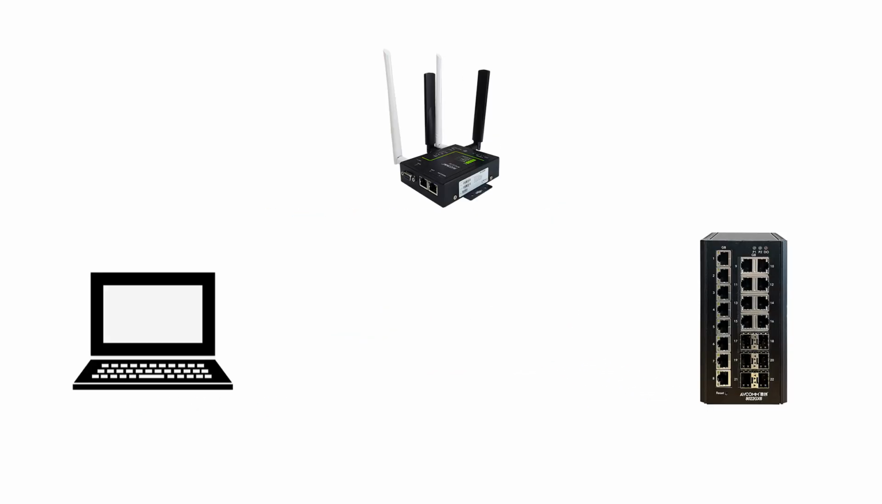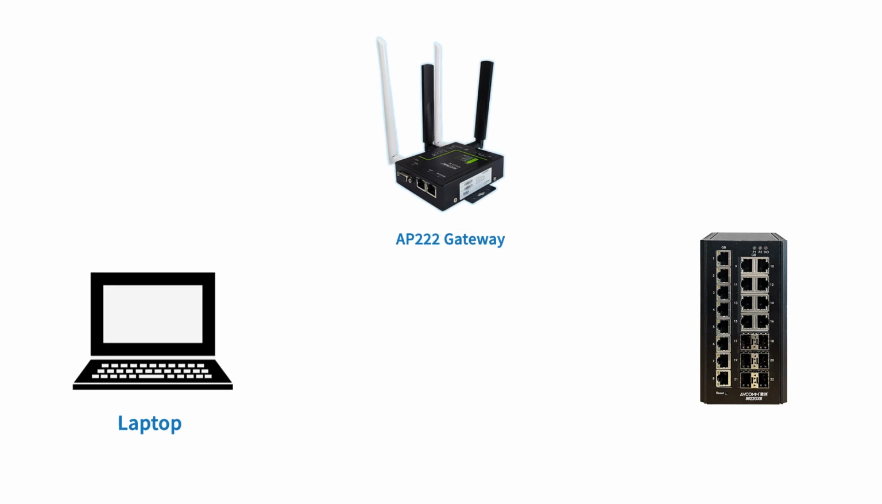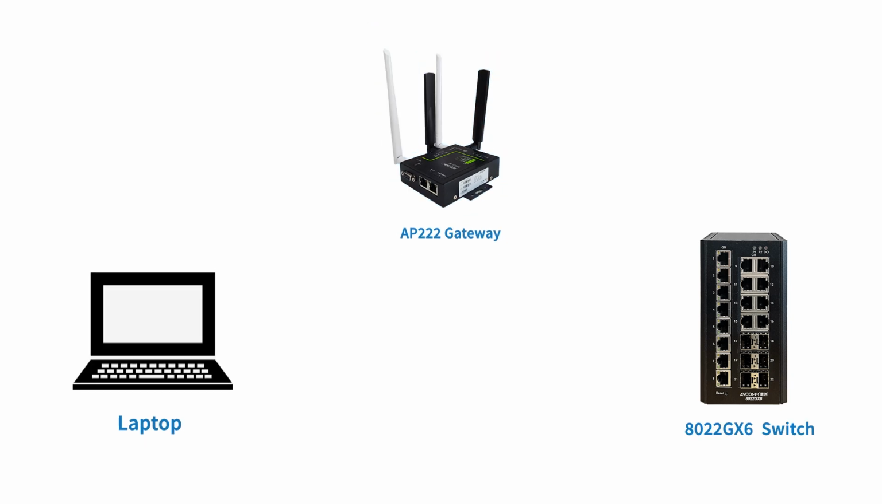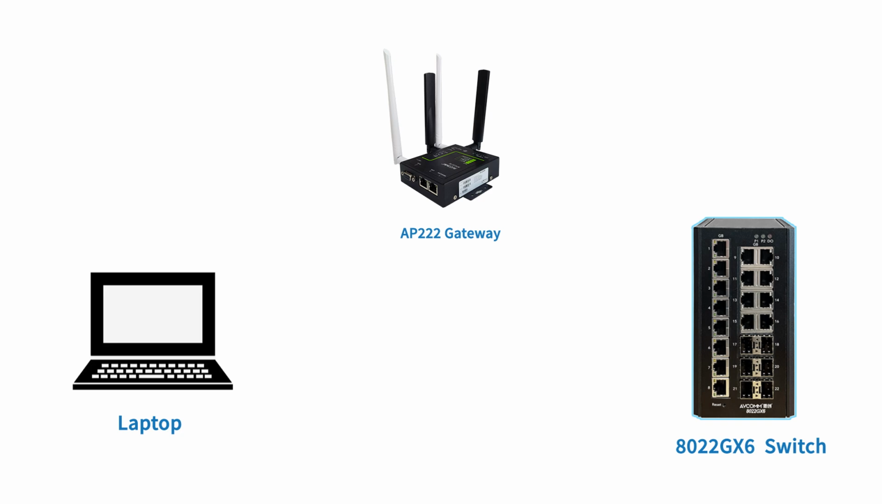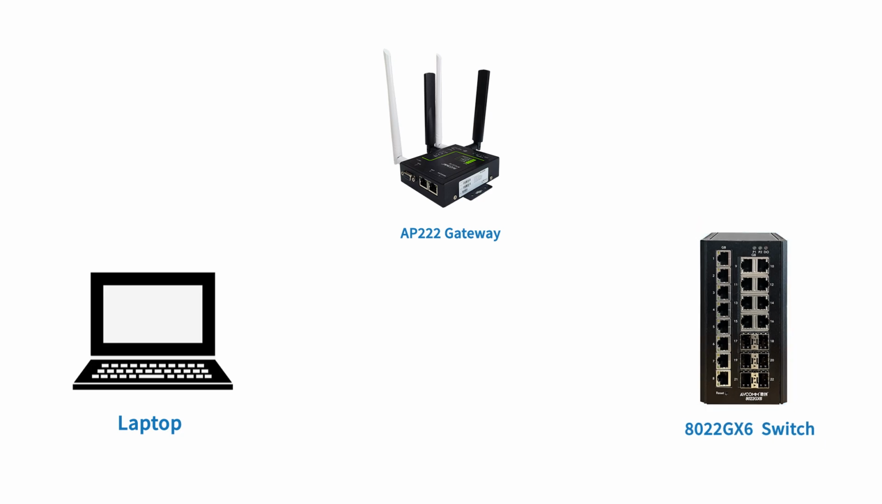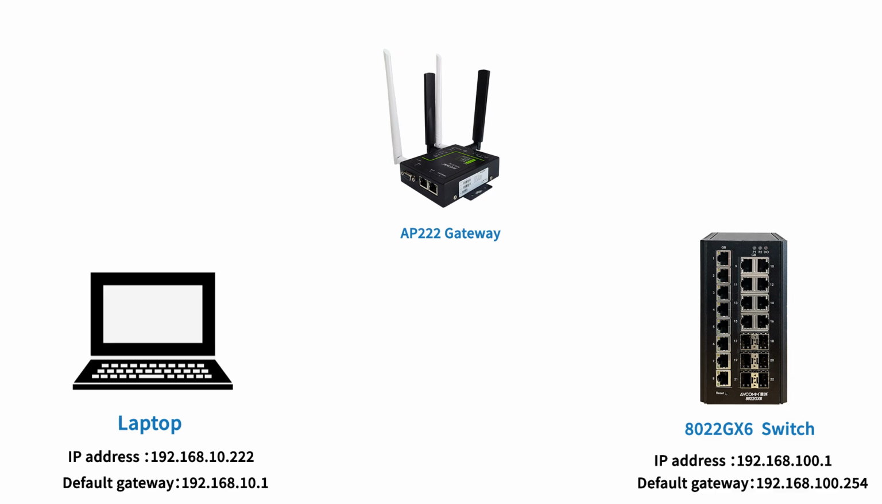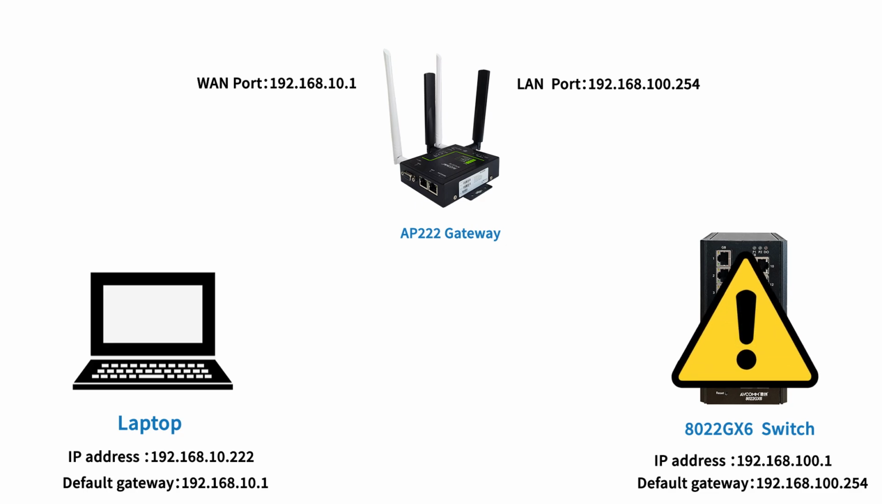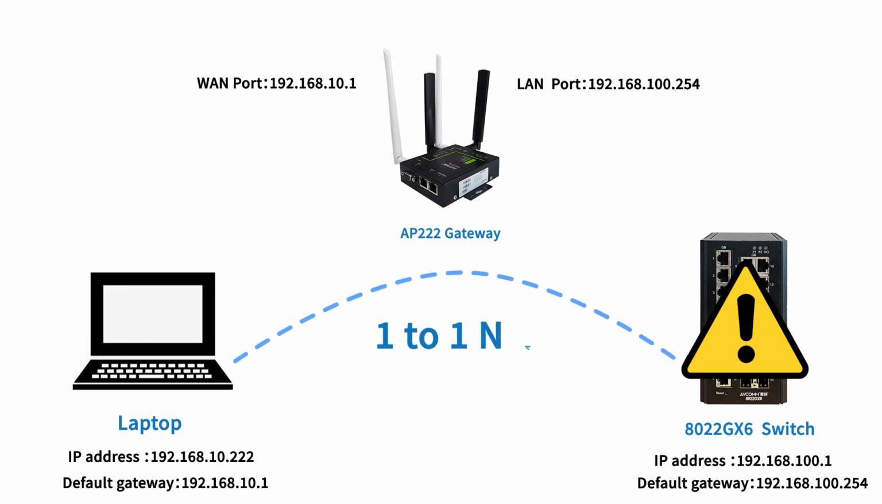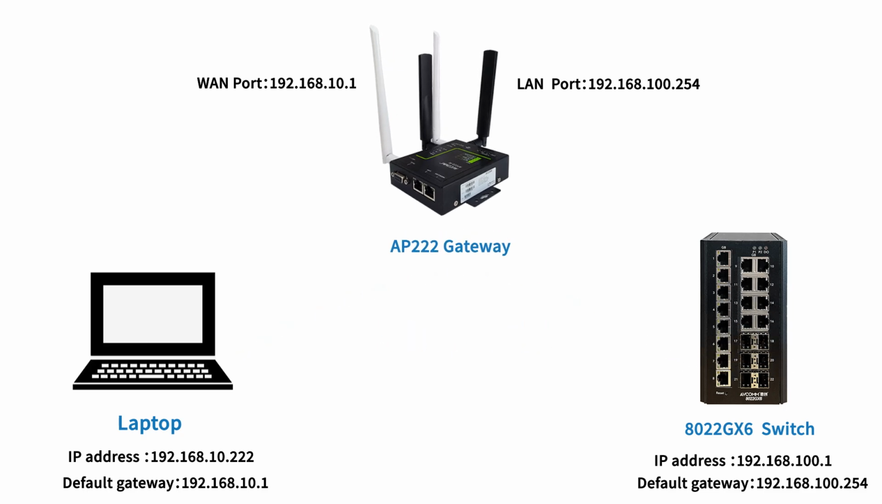To do this configuration, we will use today one laptop, one AVCOMM AP222 Gateway, and one AVCOMM AP222 GX6 fully managed Ethernet switch. The purpose of this exercise is to access the switch AP222 GX6 from our laptop's web browser via AP222 Gateway, by using a different IP address against the actual IP address of AP222 GX6. In other words, we are keeping the local IP address of the switch private from the public network but still accessing it. To start, we will first configure the one-to-one NAT settings in AP222 Gateway.